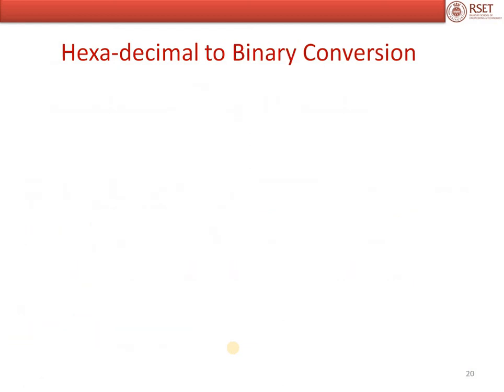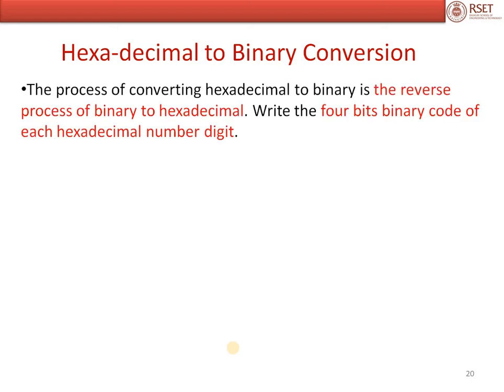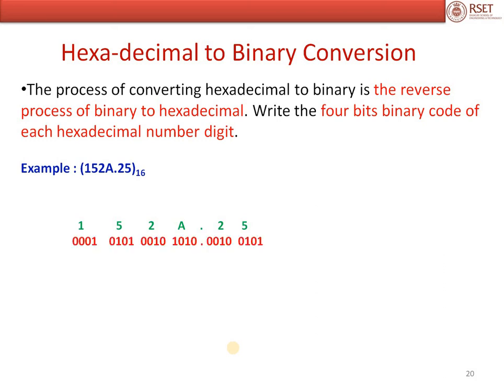Next one is hexadecimal to binary conversion. The process of converting hexadecimal to binary is the reverse process of binary to hexadecimal. Write the 4-bit binary code of each hexadecimal number digit. Let's see an example. Write down its binary digits with 4 bits.